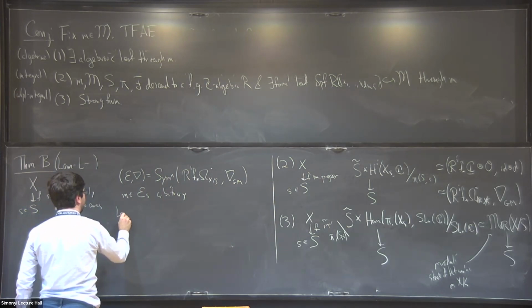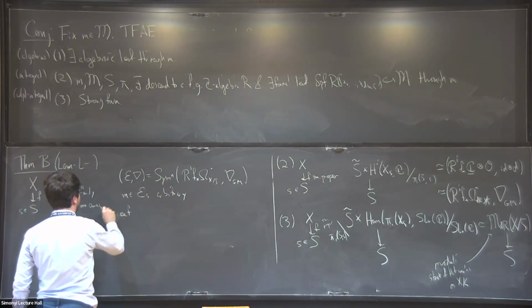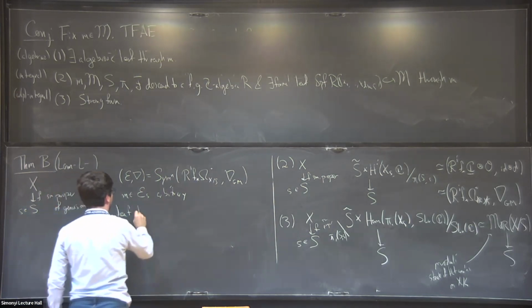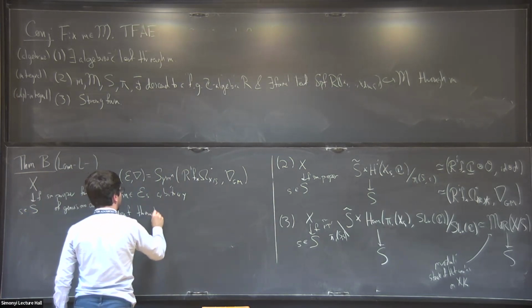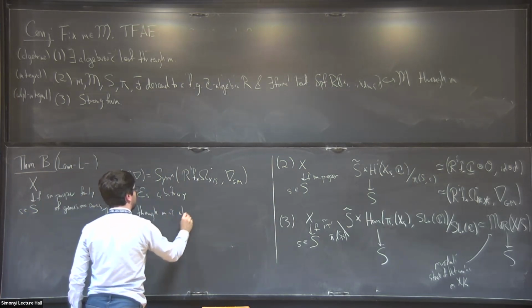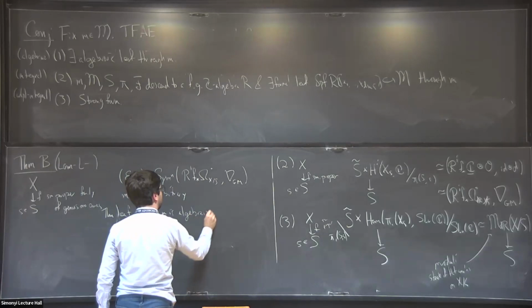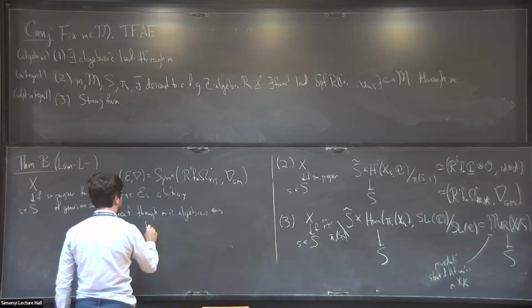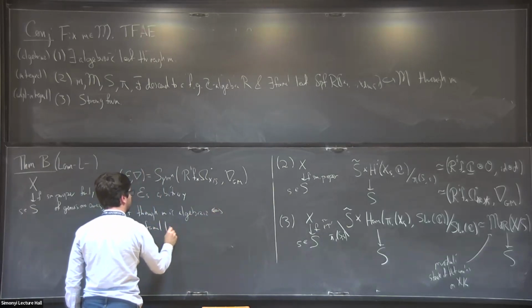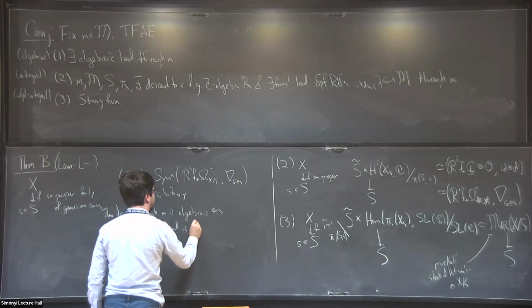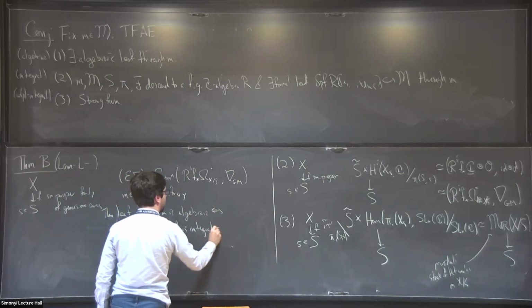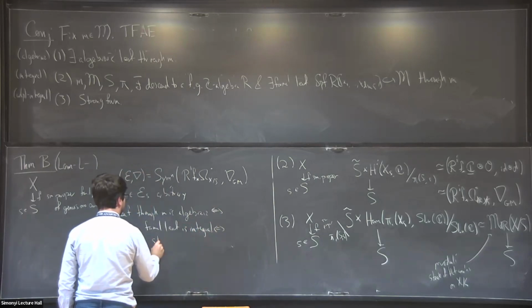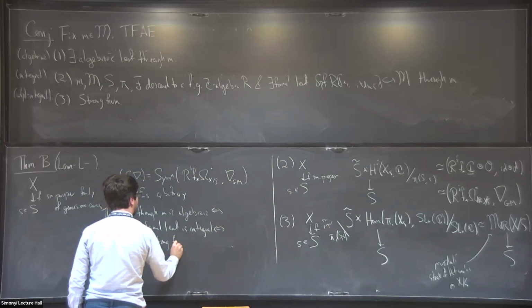So the leaf through M is algebraic if and only if the formal leaf is integral, if and only if, well, the strong form holds.